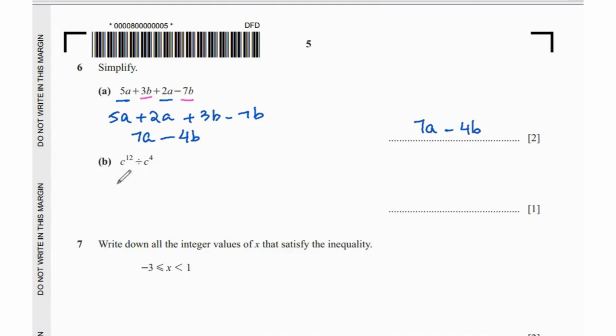Then c to the power of 12 divided by c to the power of 4. Whenever we're dividing similar bases, we subtract the powers. So that's going to be c to the power of 8. If you're multiplying similar bases, you add the powers. This is the basic rule of indices.